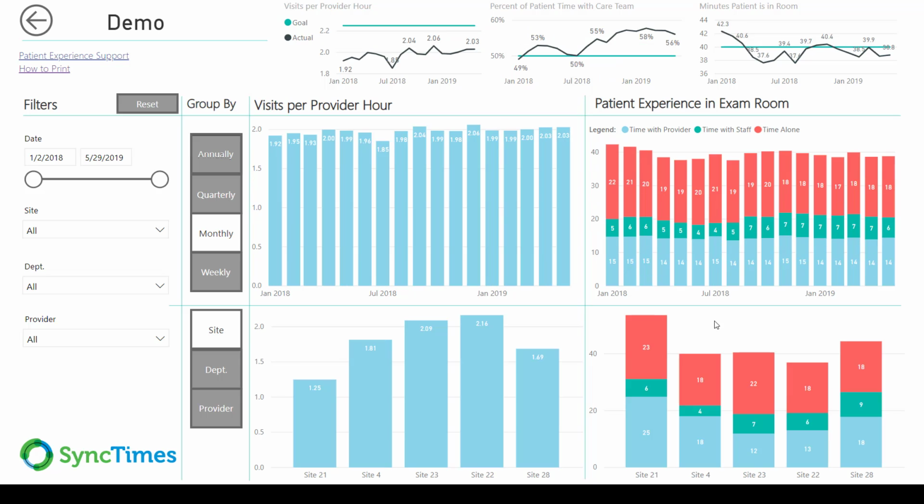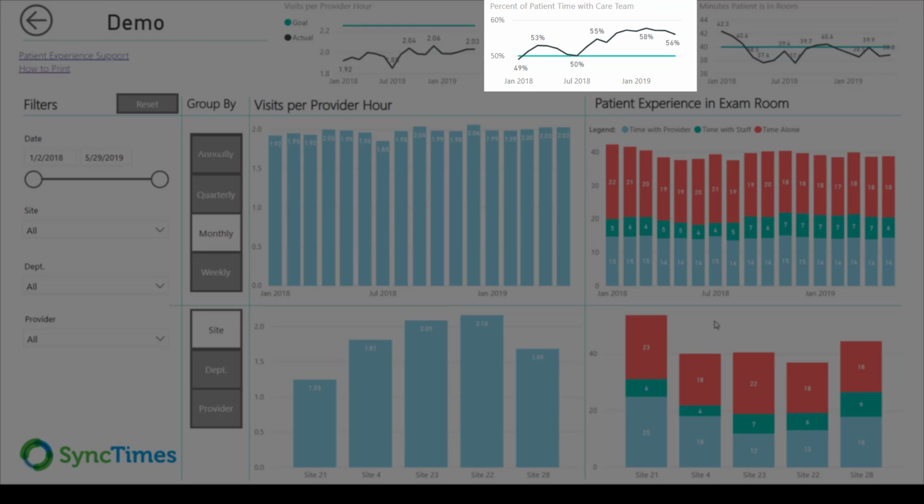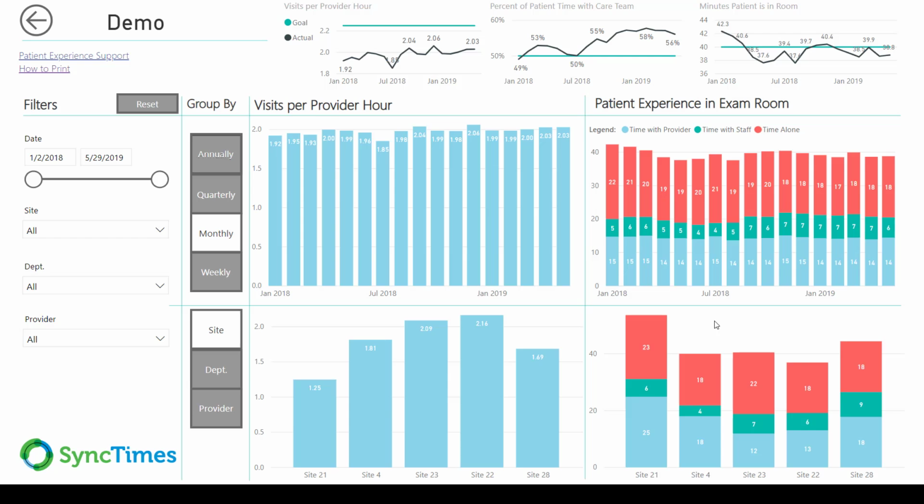An important metric in patient satisfaction is the percent of time with clinical staff, which is what we're seeing here in this line graph. As clinical staff work to reduce patient alone time, this becomes a natural consequence that will follow. It is not uncommon when we start working with health centers to see percent of patient time with the care team below 50%. Patient satisfaction will increase as they spend a greater percentage of their time with clinical staff rather than waiting alone in the exam room.